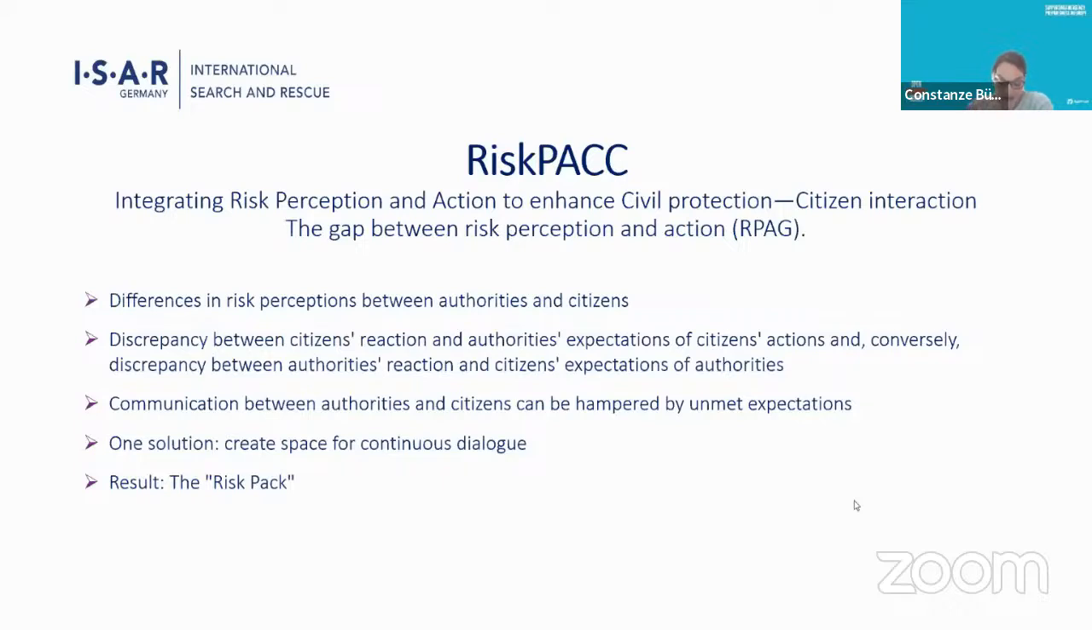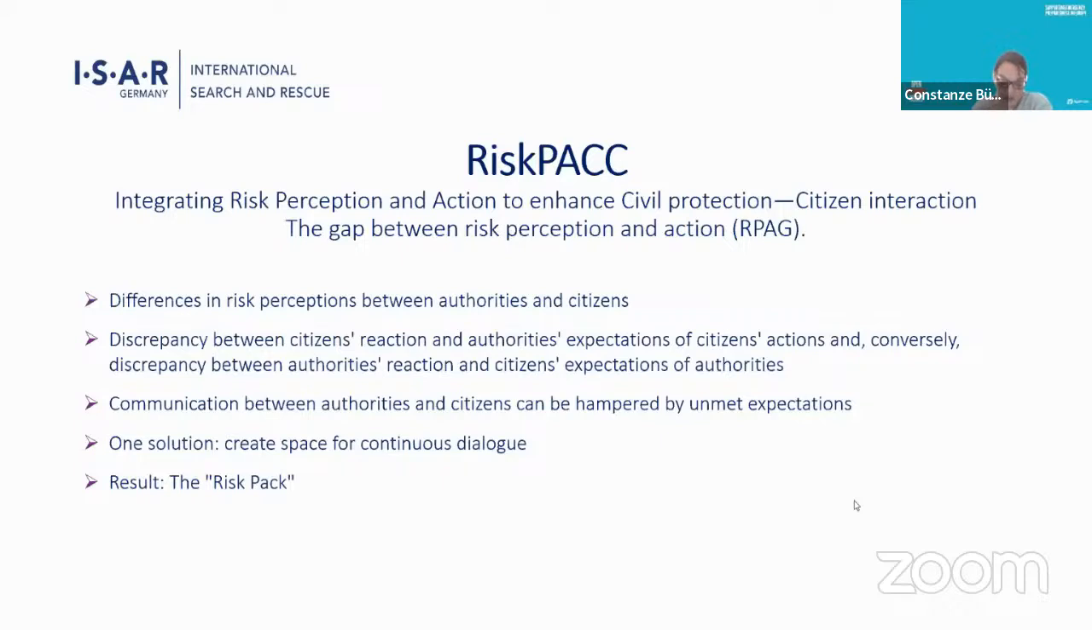Using case studies, this project aims to identify and close the gaps between the population and the civil protection authorities, for example, during a pandemic or other disasters. And the aim is to improve the resilience of societies from the perspective of both citizens and responsible authorities in the event of a pandemic.